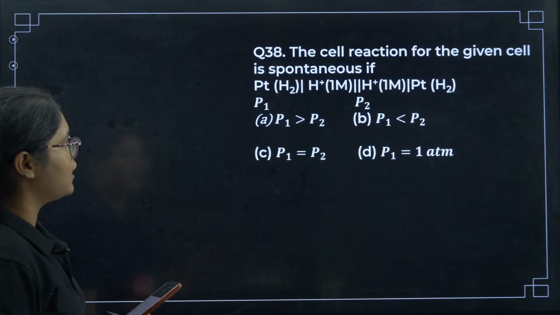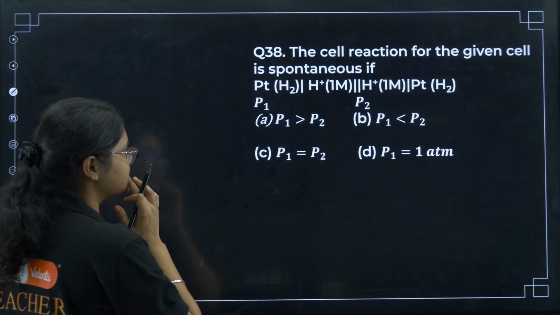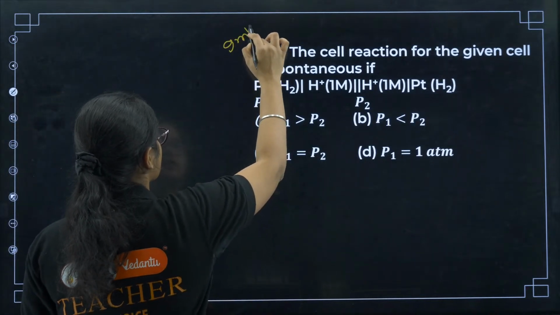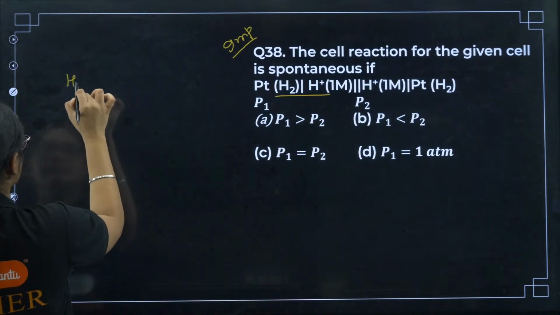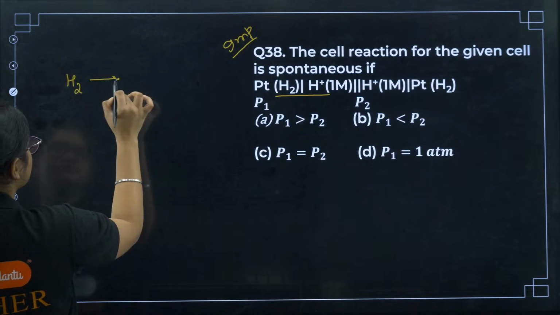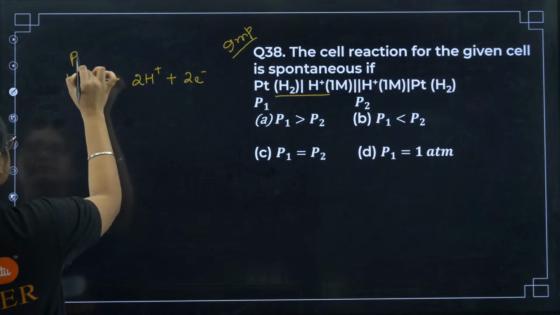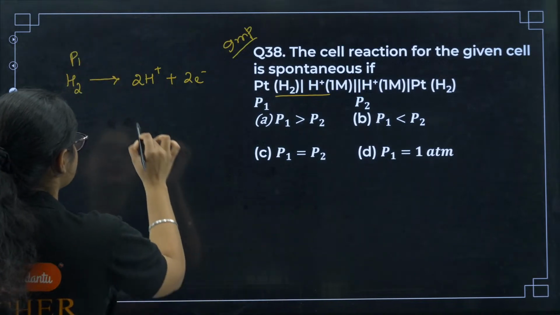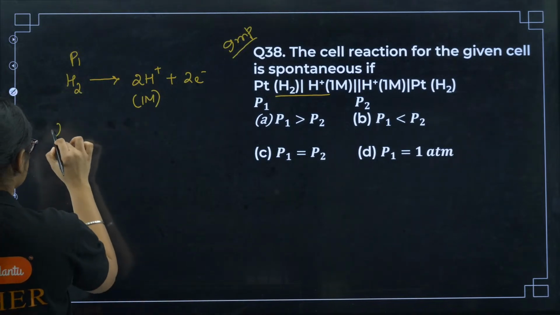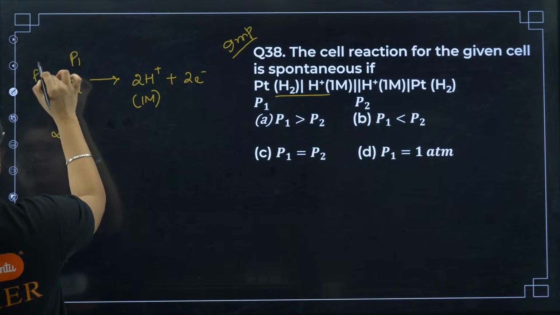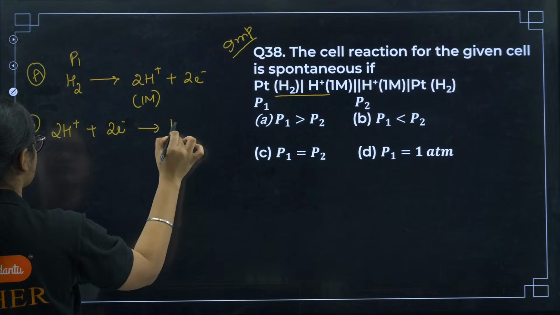Okay, next, the cell reaction for the given cell is spontaneous. Okay, it will be spontaneous in which case? This is an important question. So see, first I will write the reaction for this one. H2 gives 2H plus 2 electrons. Here the pressure is P1. And this H plus concentration is 1 molar. Next I have the second reaction. This is the reaction at anode, this is the reaction at cathode. So 2H plus 2 electrons will give you H2.